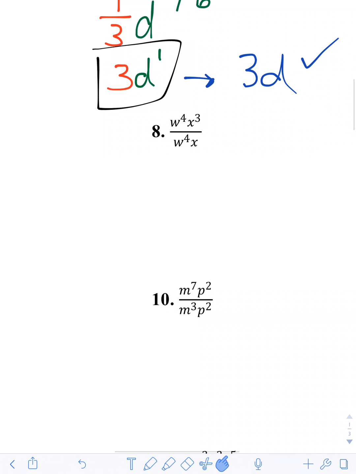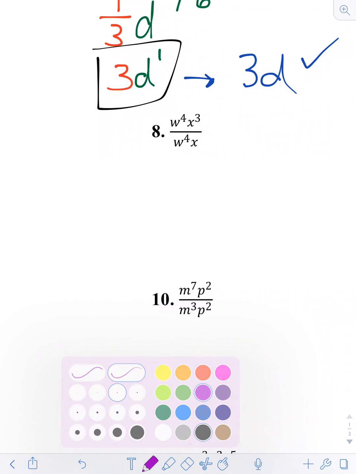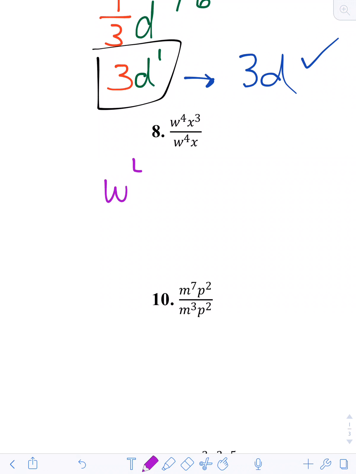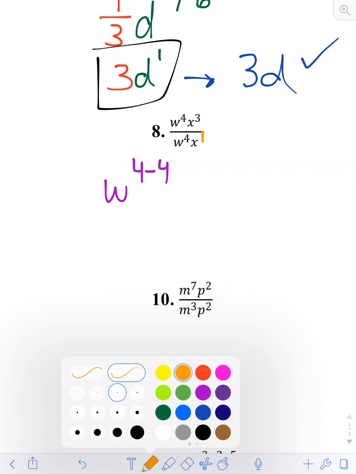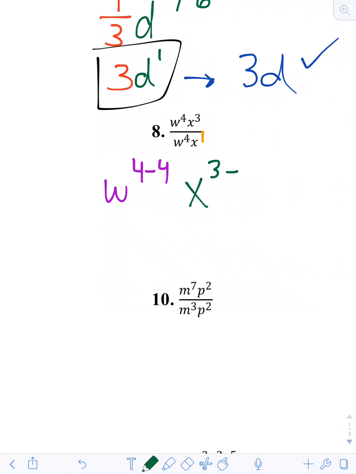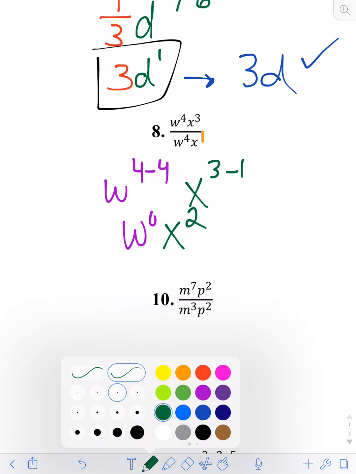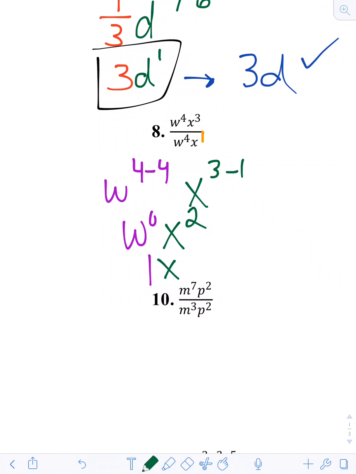Okay, number 8. So we have two different variables. So the first one I have is w, so we have 4 minus 4. Okay, if you look for x, remember this is to the first power. So my next one is x, 3 minus 1. So we have w to the power of 0. And we have x, 3 minus 1 is 2. Anything to the power of 0 is just 1. So this is 1 times x squared. So that's just the same thing as plain old x squared. And that's your final answer.